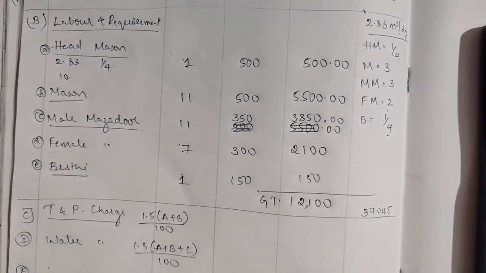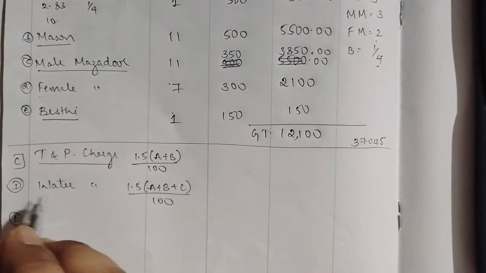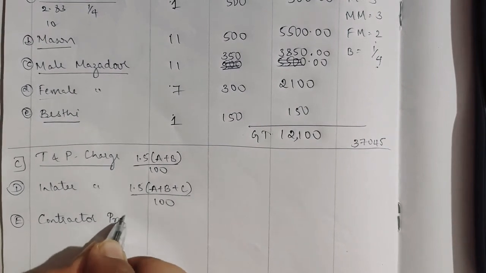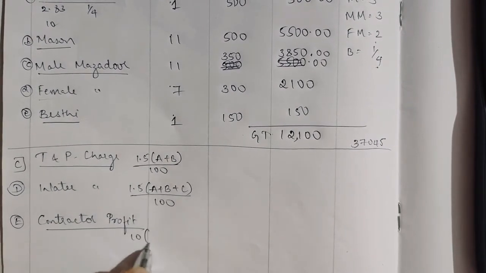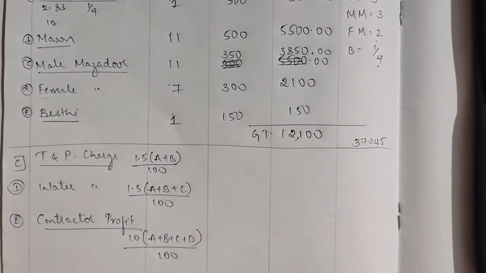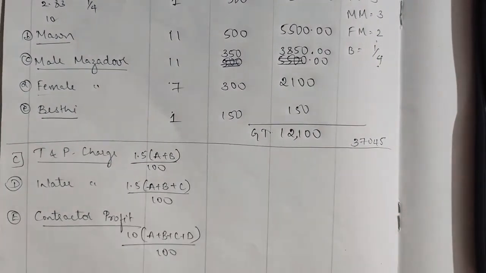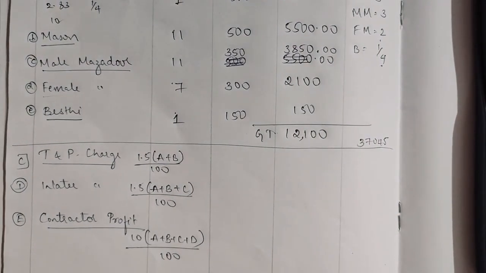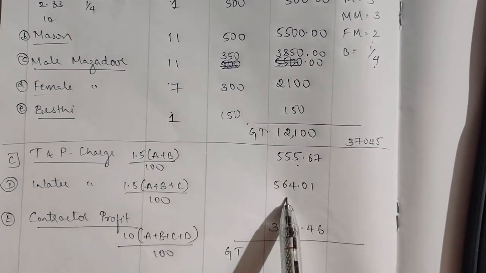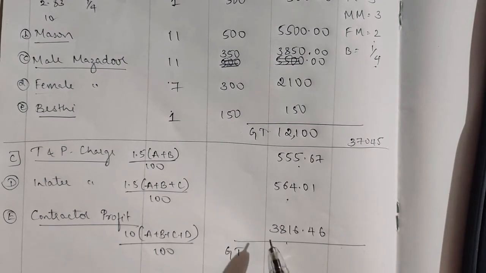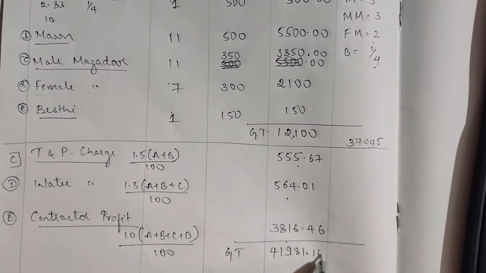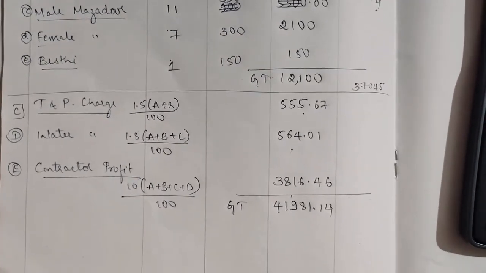Next is contractor's profit. Contractor's profit is 10% of A plus B plus C plus D divided by 100. So I'll calculate now. It's easy for you to do. I'll write the calculated value. Upon calculation, I got this as 555, this is 564, this is 3816. So the grand total will be 41981.14.